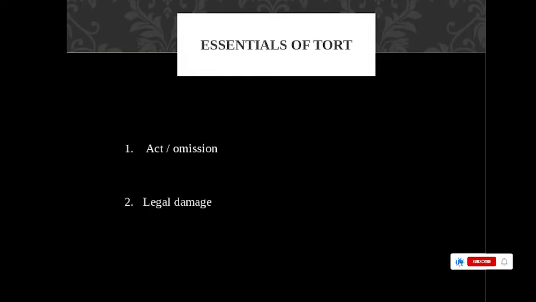So similarly, the point is that you should be doing something which you are not supposed to do, and you should have omitted to do something which you are supposed to do. So malfeasance and misfeasance, that is that. And coming to the second point, that is legal damage, it's important that to be successful in an action for tort, the plaintiff has to prove legal damage or injury on his part. So unless there is a violation of legal right, you cannot bring an action under the law of torts and you will not succeed. So these are the two essentials of torts, that is act or omission and legal damage.